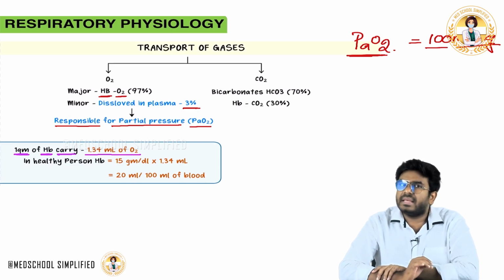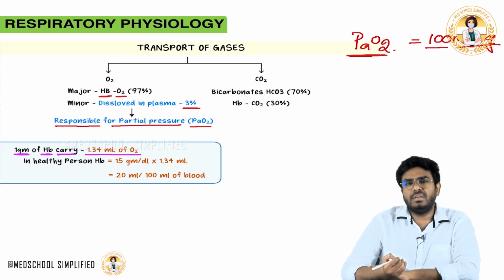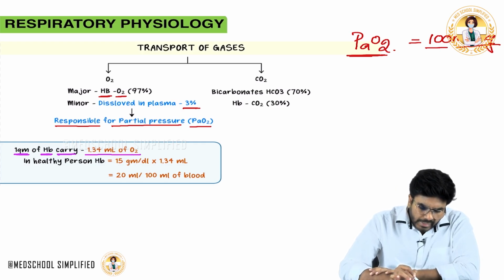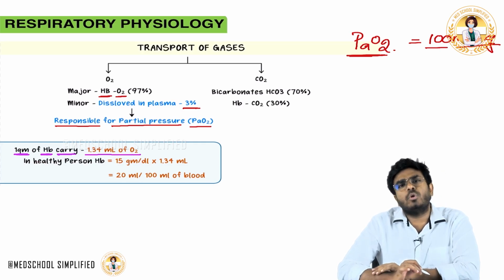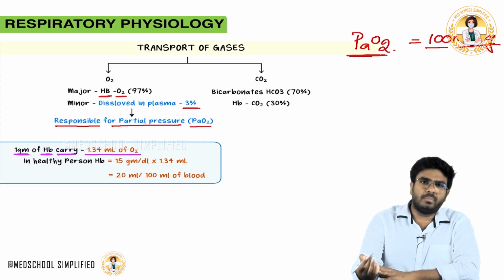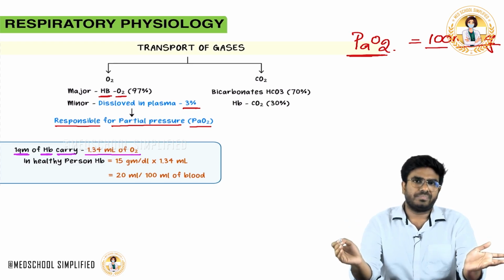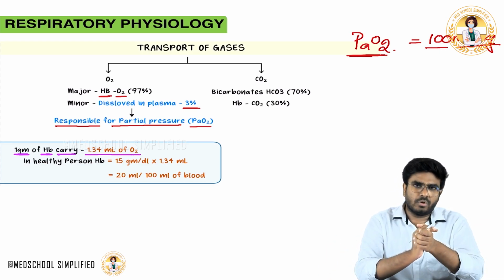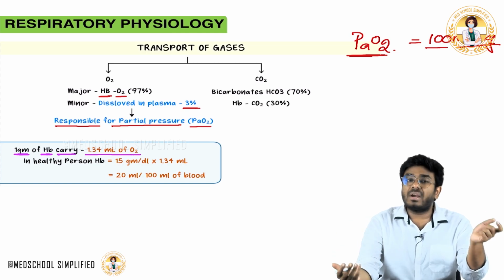Now, in a healthy individual, if you take 1 deciliter or 100 ml of blood, how much hemoglobin will be there? Usually, if you check my hemoglobin levels, it will be somewhere around 13, 14 or 15. A 70 kilo male will have 13 to 15 grams of hemoglobin. Hb is 15, I will say. What does that mean?